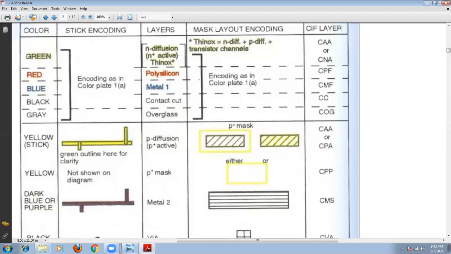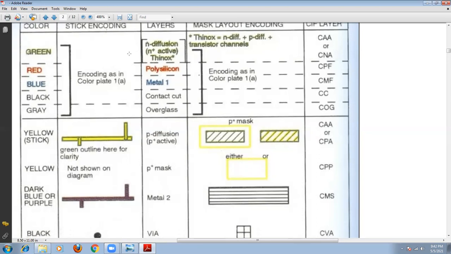Similarly, here is gray color. Basically, in CMOS technology, particularly in a stick diagram, there is no gray color. But you can use this gray color for overglass in layout diagrams. There is no overglass in a stick diagram, but you can use it in layout diagrams.